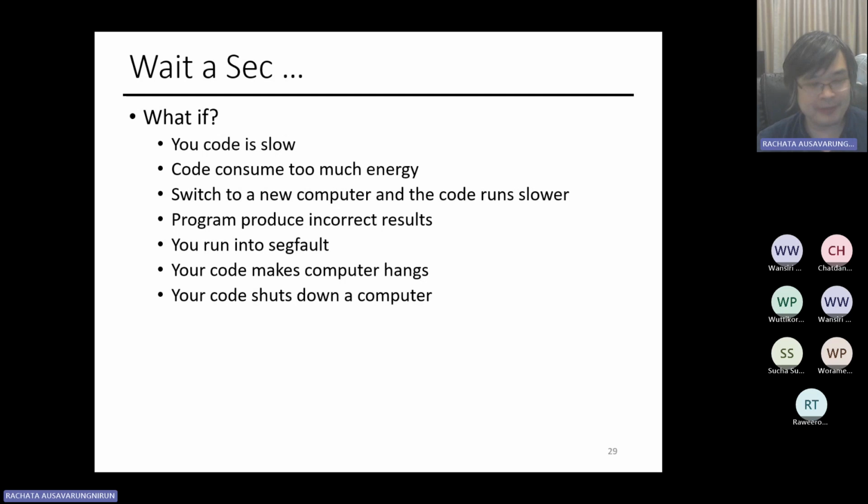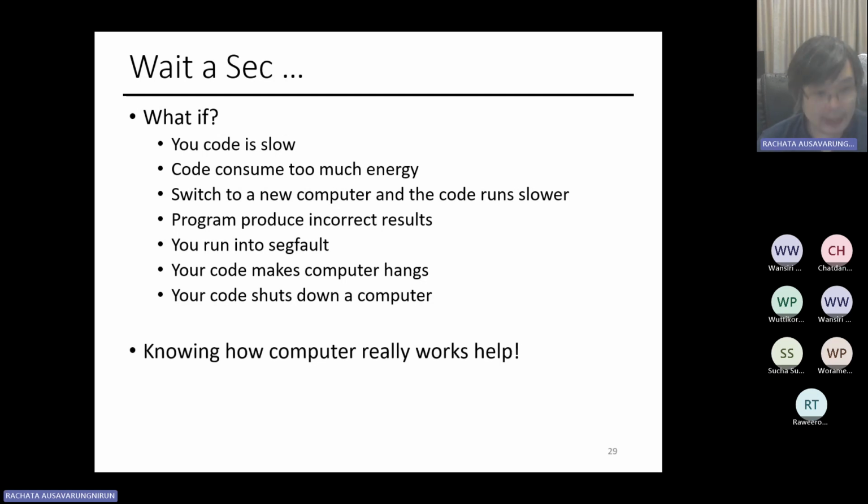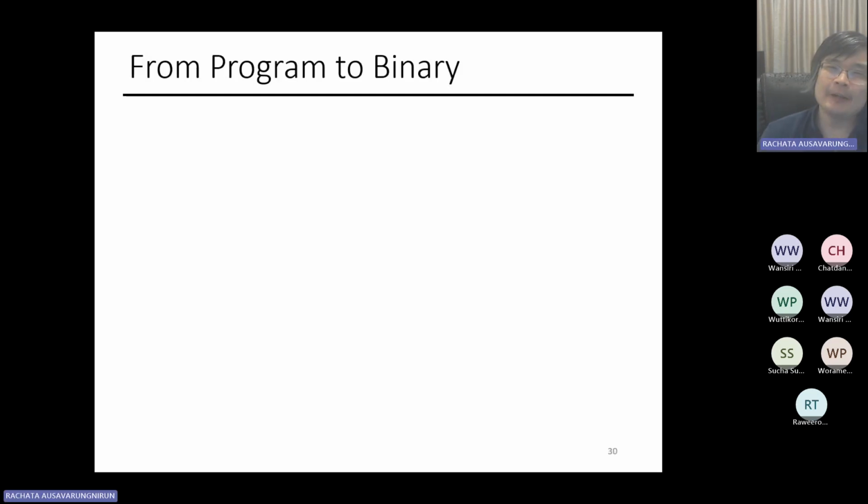For example, I can write a micro benchmark that runs on a GPU, and then if I do a certain thing, the whole cluster shuts off. I mean, I can try that, right? Knowing how a computer really works will help here, right? Because it gives you more understanding into the question of what happened to my code? Why doesn't it run, right?